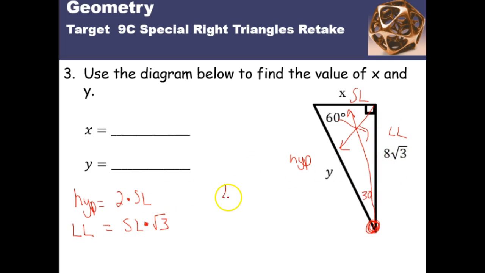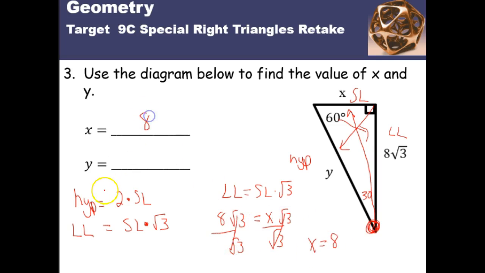So I know the long leg. I'm going to use the long leg formula. The long leg is the short leg times radical 3. So my long leg, I know, it's 8 root 3. And that equals my short leg, which I know is x, times radical 3. So I need to solve for x. So I'm going to divide both sides by radical 3. And I get x is 8. So there, x is 8. Now I need to find y. Y is the hypotenuse, and the hypotenuse is 2 times the short leg, so 2 times 8, which is 16.